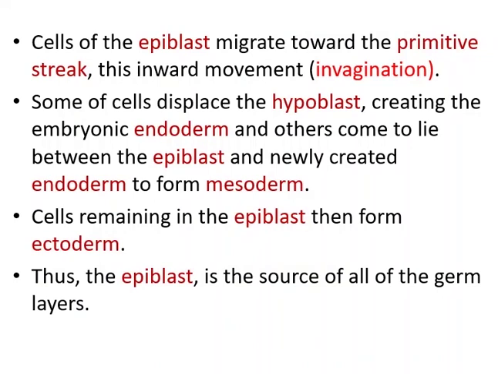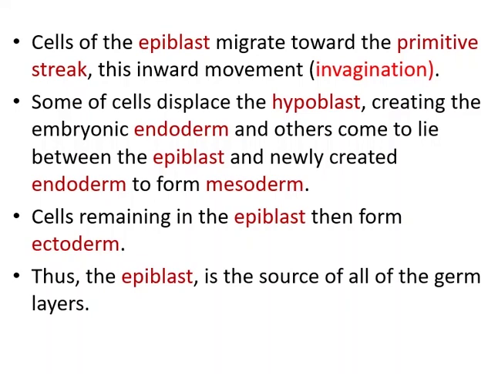Okay, the cells of the epiblast migrate toward the primitive streak, and then they have an inward movement, and this inward movement of epiblastic migrating cells is called invagination. Invagination is the process by which cells migrate from the epiblast inward through the primitive streak. Some of the cells displace the hypoblast. Here the hypoblastic layer is displaced by migrating cells from the epiblast, and this forms the endoderm.